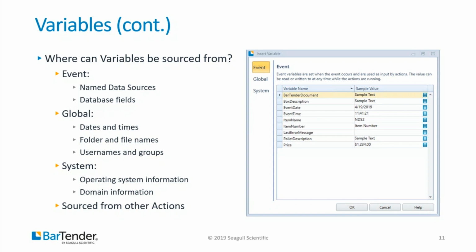Then we have system, and that's going to be things like what operating system you are running, the version. I think it has some information on the updates and all that, and what domain this PC is part of, if applicable. And it can also be sourced from other actions. That's going to be pretty particular in how it's handled in Process Builder. So for example, what I could do, as we'll see in the demo, is have a BarTender document with named data sources, and then I can request Process Builder take those named data sources and save them to a variable, and then I can use that in other locations throughout.